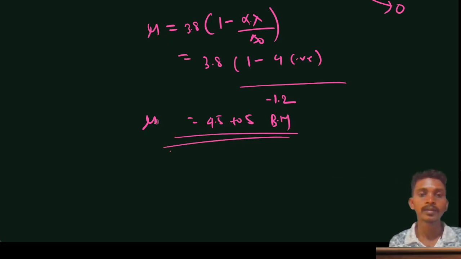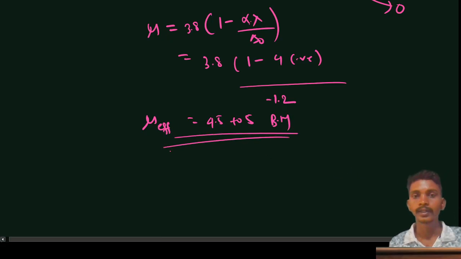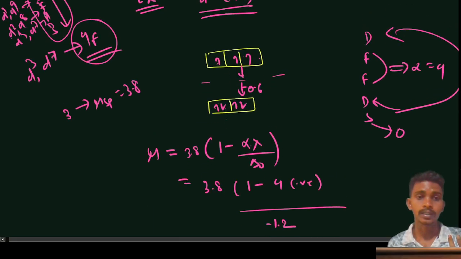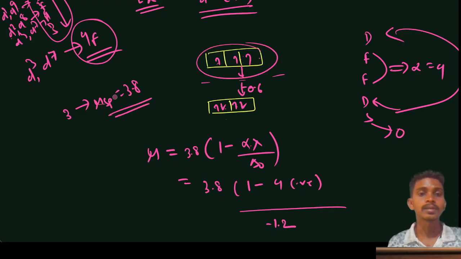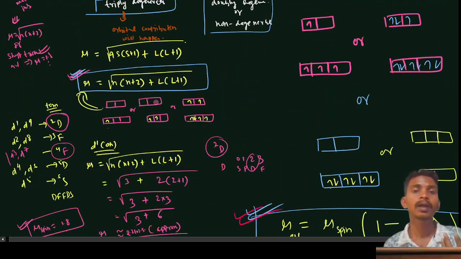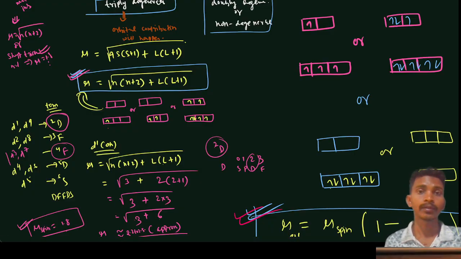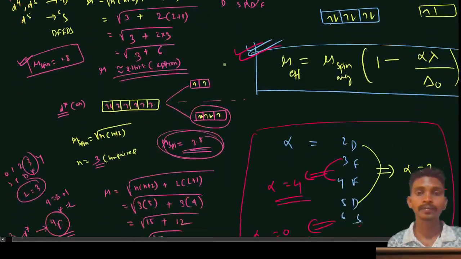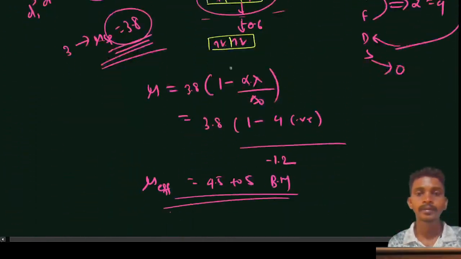This is the effective magnetic moment. Okay, if it is a doubly degenerate or non-degenerate case. And if it is a simply degenerate case, it is simply the spin only magnetic moment, that is 3.8, because there are 3 unpaired electrons. Okay, so this is how to calculate the magnetic moments; according to the question, you calculate what they ask. Okay, so to give a quick summary, calculating of magnetic moments.